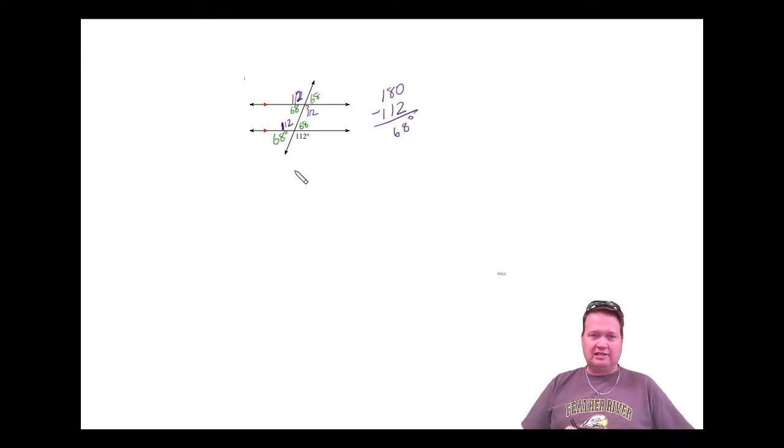When you have 2 parallel lines cut by a transversal, there's only going to be 8 angles. 4 of them will be the same. We have 4 of them that were 112, and then we had 4 of them that were 68 degrees.